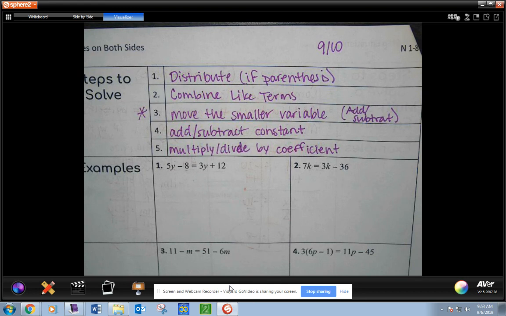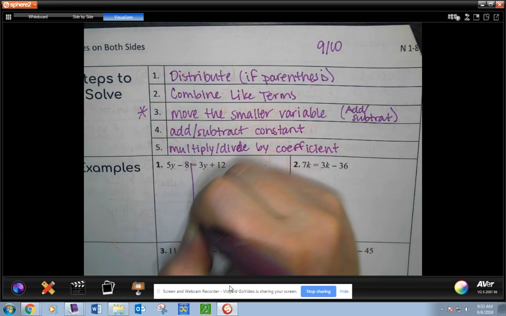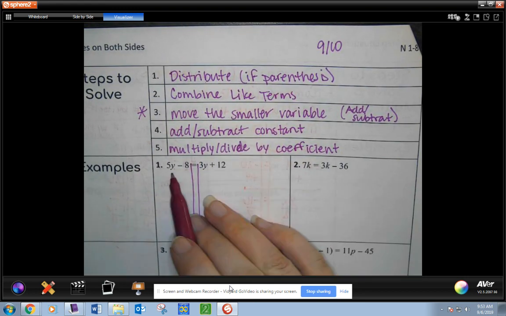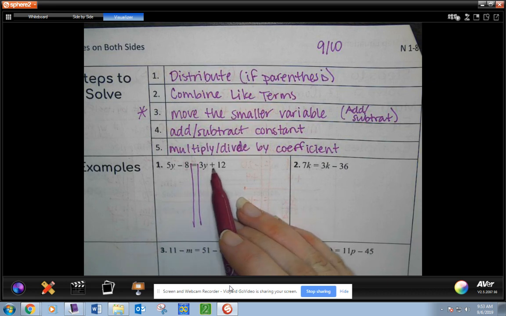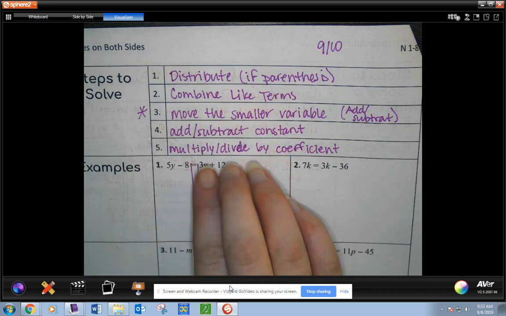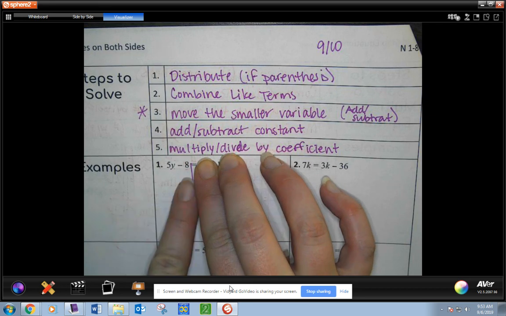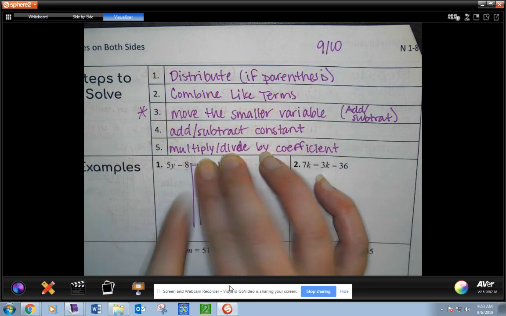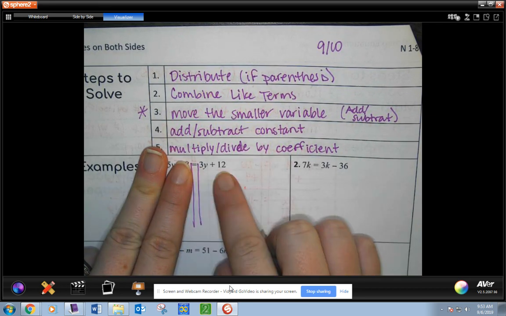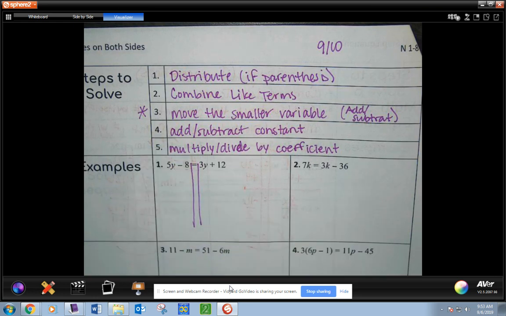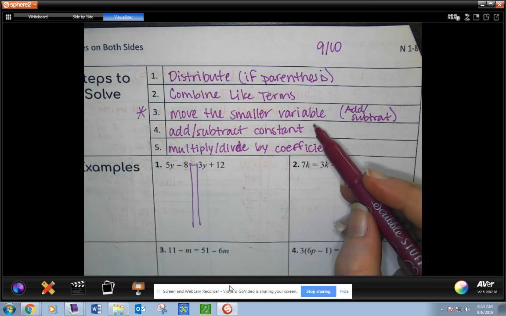So first thing I'm going to do again, draw those bars. Step 1 says distribute. I have no parentheses, so skip it. Step 2 says to combine. So I look at the left side. Those 2 things cannot combine. So I look at the right side. Those 2 things cannot combine. So now I move to step 3, which is our new step.